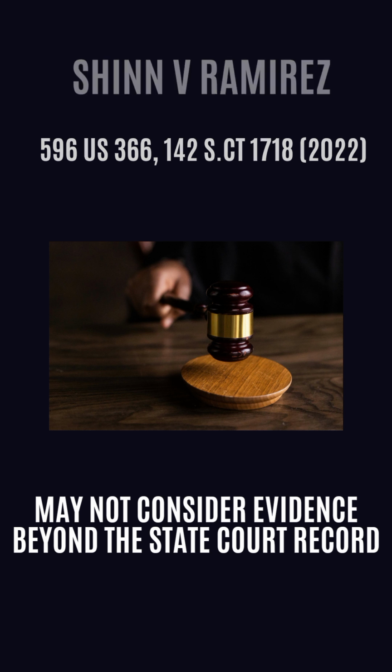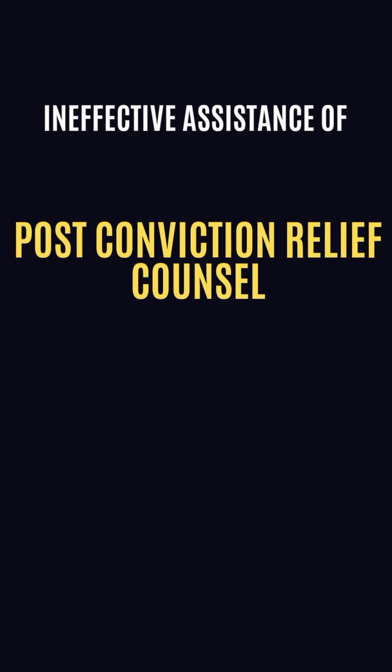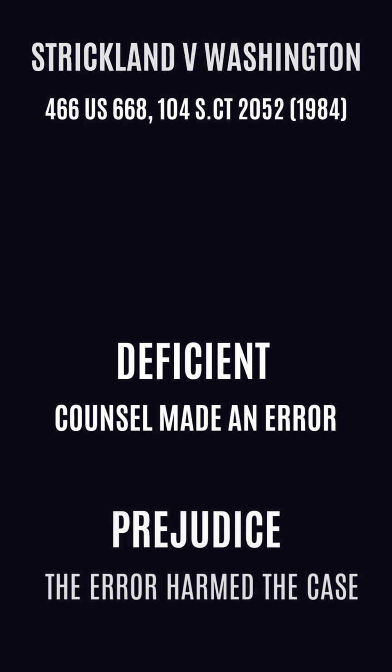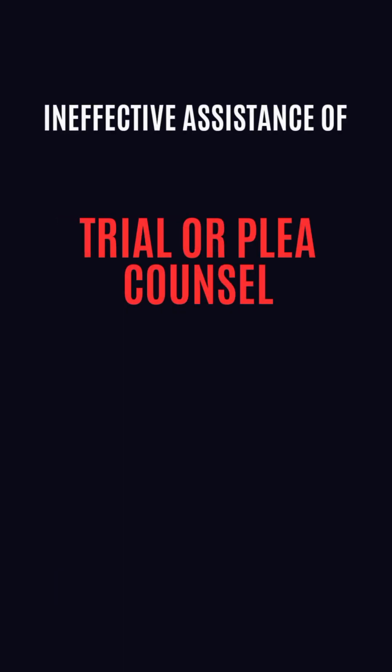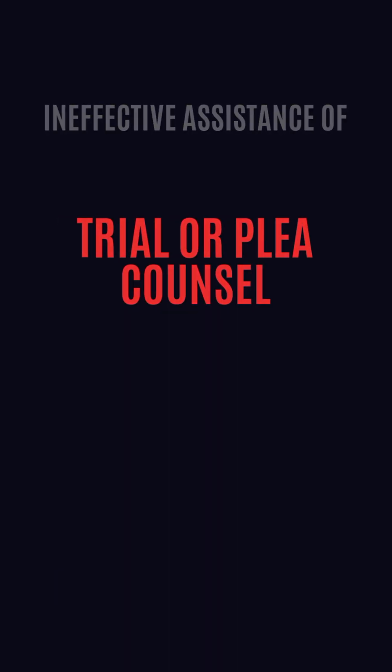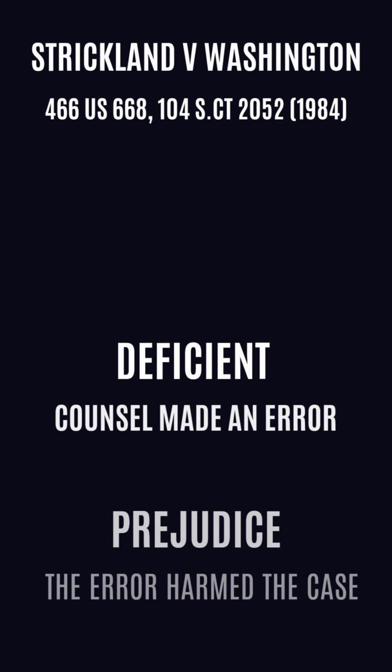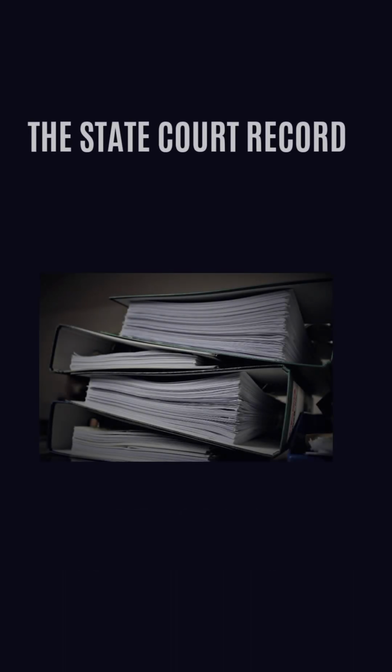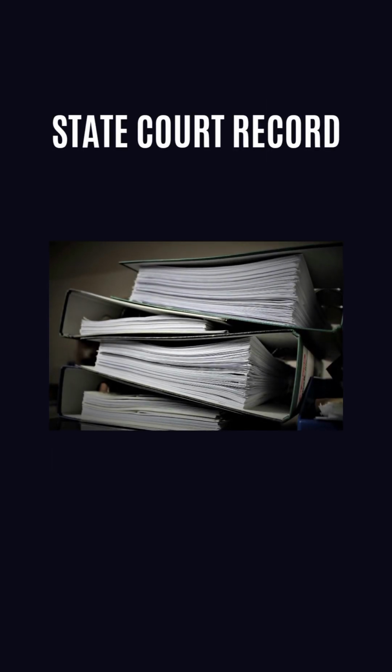struggled with how they can possibly show both ineffective assistance of PCR counsel, applying the Strickland standard to this counsel, and ineffective assistance of trial or plea counsel, applying the Strickland standard to this counsel, at the same time, without adding to or asking the court to look beyond or outside of the existing state court record for this evidence and proof, which would show the ineffectiveness of these counsels. The answer or key is that the ineffectiveness must be record-based.